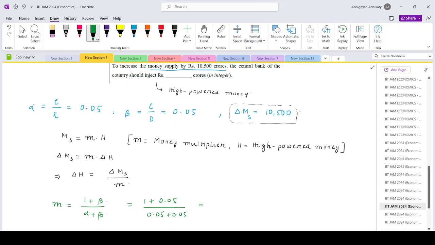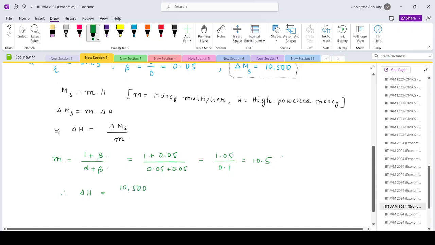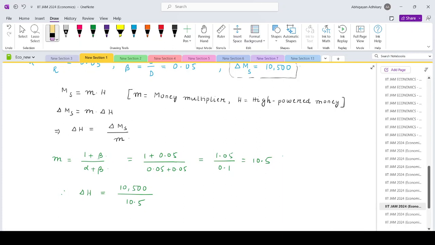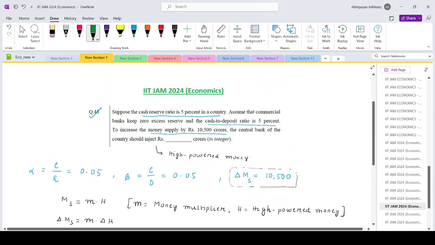So that is 1.05 divided by 0.1, that is 10.5. So what is the change in high powered money? That will be 10,500 crores divided by 10.5. So that is basically 1000 crores that needs to be injected into the economy.